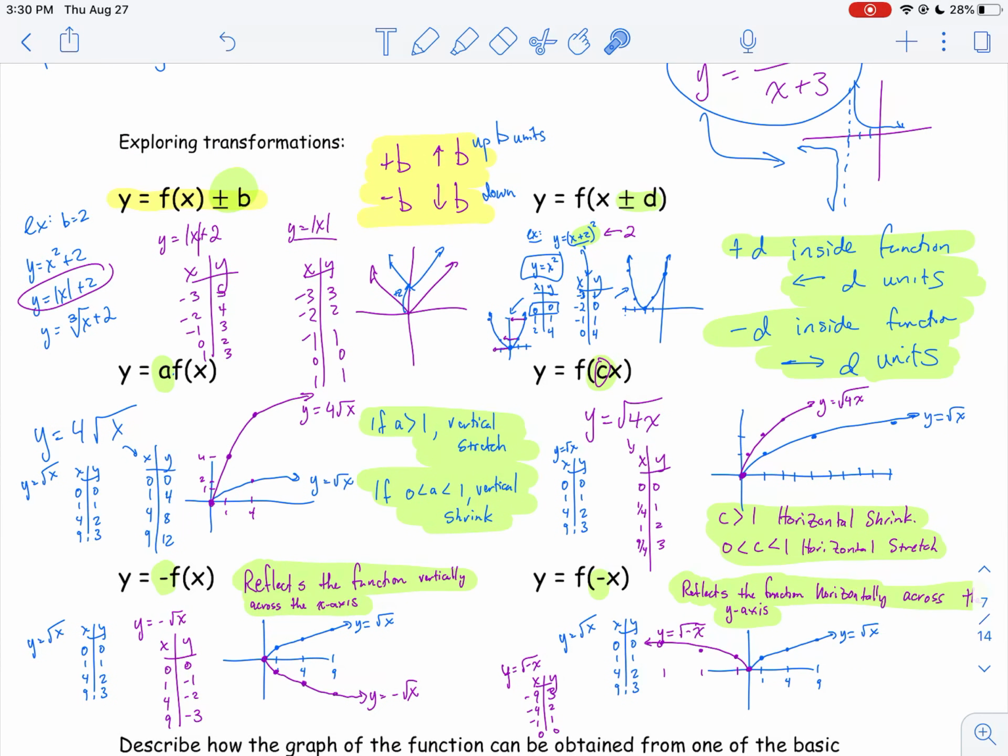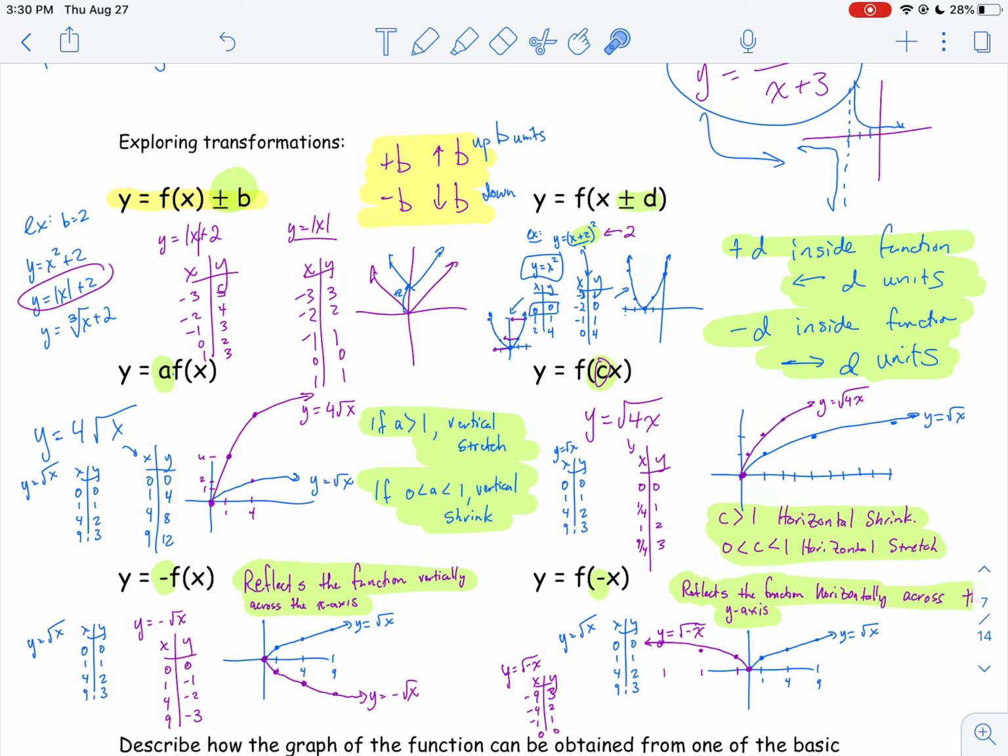There's some patterns here that will help you remember this. You don't have to just do straight memorization. Notice what's highlighted in each of these. What do you notice about these three things and their location compared to the function? Do you see they're all on the outside? Plus 2 on the outside, times 4 on the outside, negative sign on the outside. Okay? Over here, notice these locations are all on the inside of the function. Plus or minus d inside, times c inside, negative sign inside.